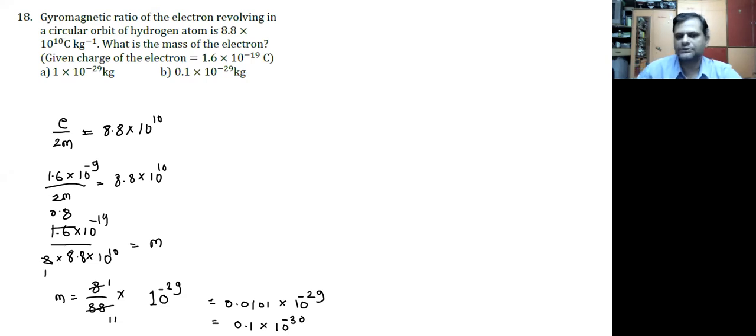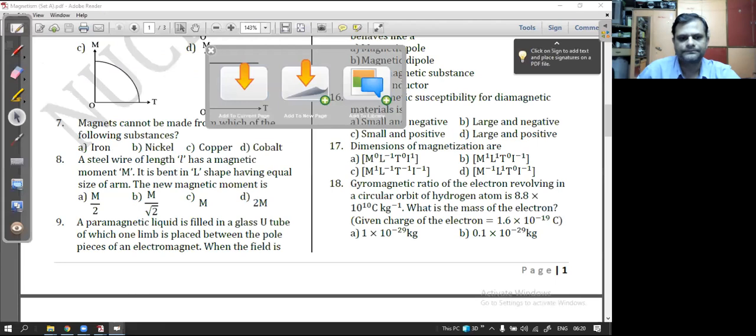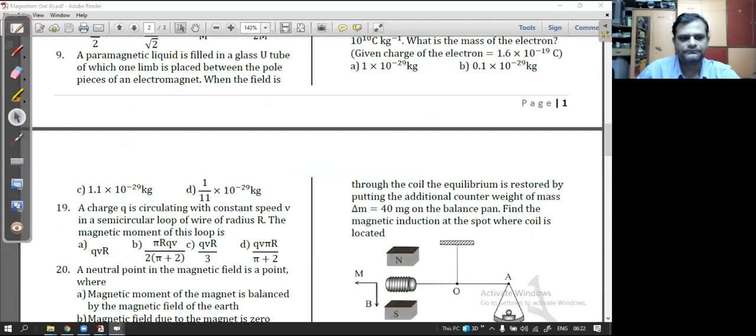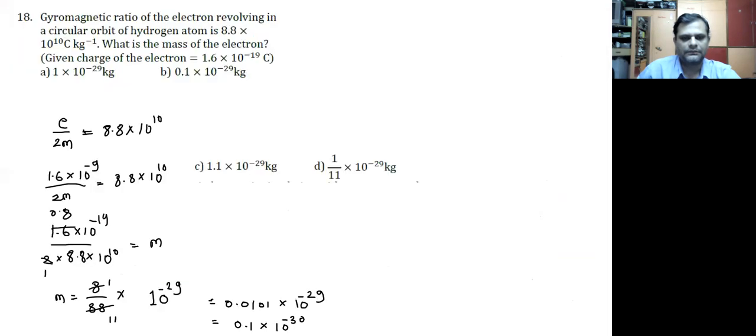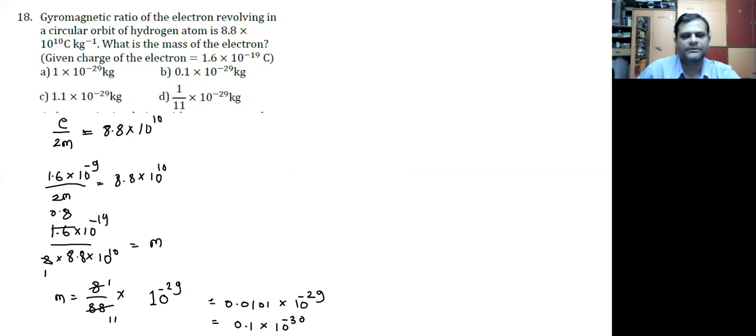Okay, we have left the 2 options behind. Yes, already ready-made option है यहाँ पे, तो हमको जो मिला हुआ है 1 upon 11 into 10 raised to minus 29, which should be the correct option, which is already there in option D here. Okay. So D will be the correct option, no doubt.